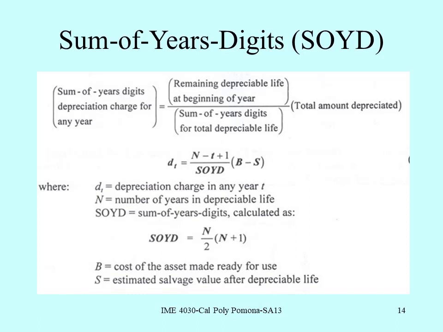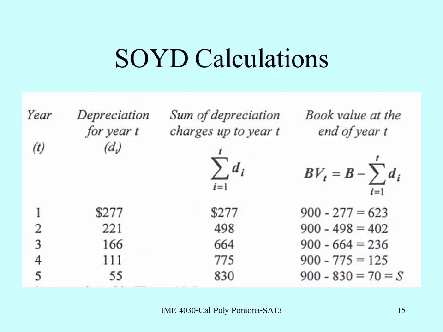So the first year we have 5 years left, so 5/15ths of our depreciable amount is how much we're going to depreciate. So 5/15ths of our depreciable amount is $277. So the first year we're depreciating $277. The next year it's $221, and then it goes down from there. Now you'll notice that on slide number 15, if you look at that depreciation schedule, in the third year, that's $166. That's the same as the straight line amount.